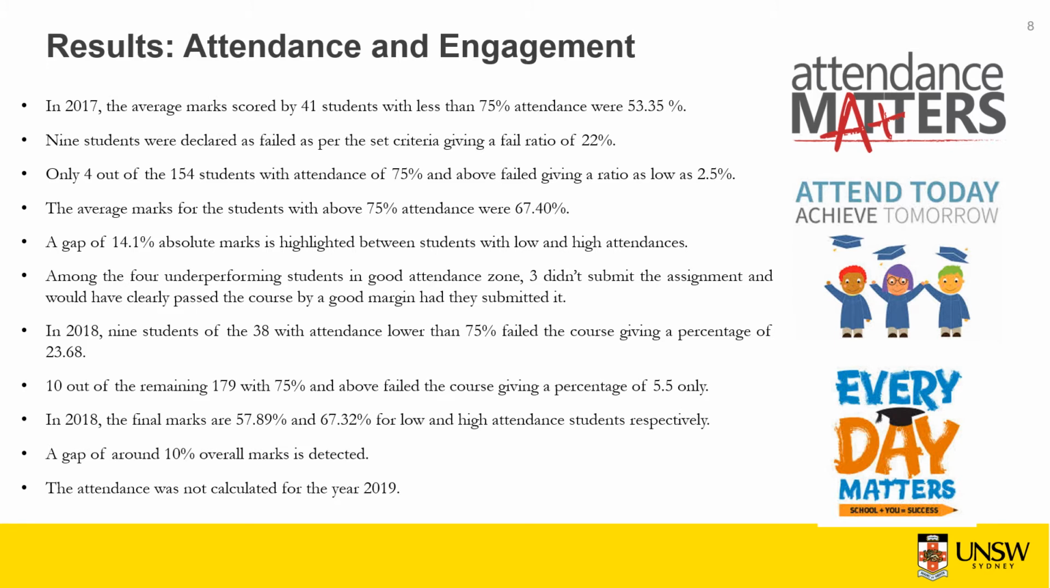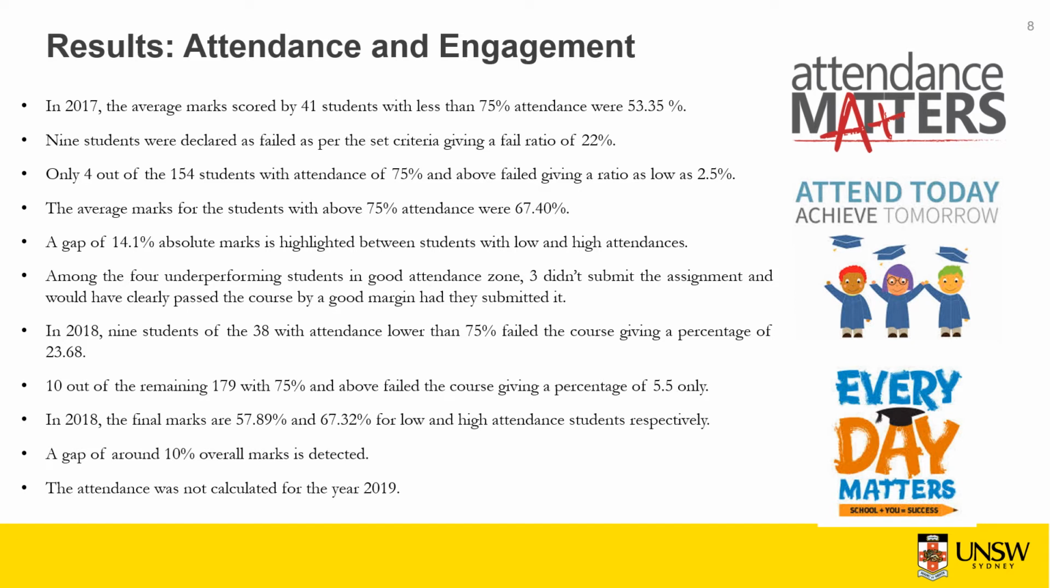And on the other hand, only 4 out of the remaining 154 students who had good attendance failed the course. Now, there are reasons for that. We'll come back to that. But the average marks for the students with above 75% were around 67.4%. If you compare this with 53.3%, you can easily observe a gap of 14%. So this gap of 14% absolute marks is highlighted between the students with low and high attendance.